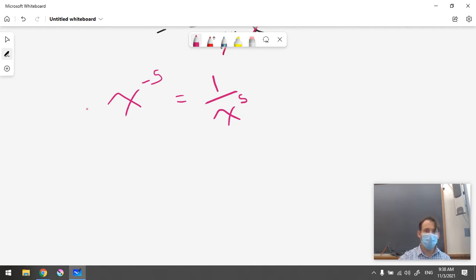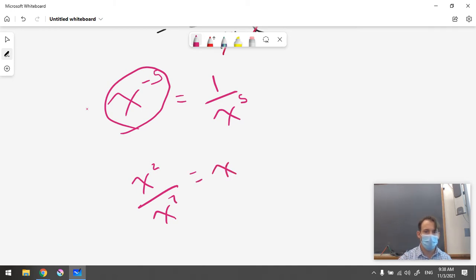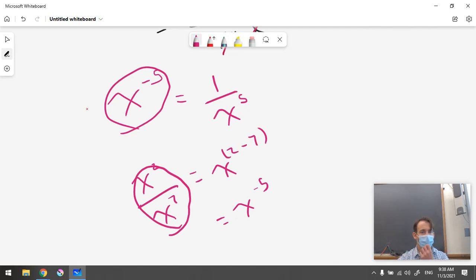I could create this with a problem like this: x to the 2 divided by x to the 7. That would give me x to the 2 minus 7, which is x to the negative 5. If I expand this one, I would have 2 x's multiplying each other on the top and 7 x's multiplying each other on the bottom. After my cancellations, I'll end up with 5 x's on the bottom. The negative just sends this down to the bottom of a fraction.